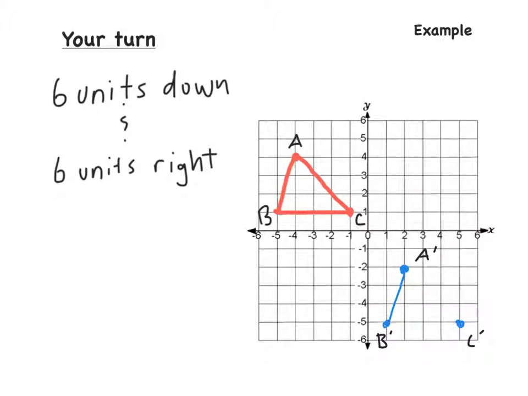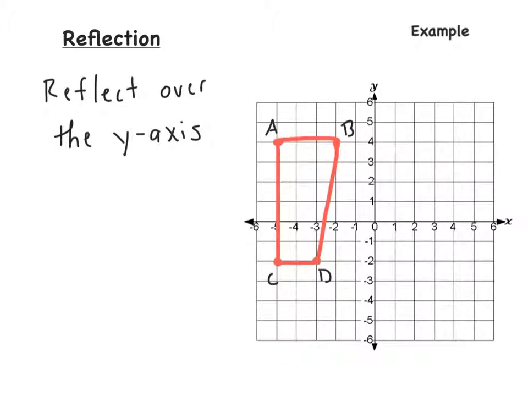Redraw the figure. And this figure that we just drew is a transformation of triangle ABC, 6 units down, 6 units to the right. Alright, so in this example we are going to be doing a reflection. With the reflection, remember, it's sort of like you're trying to find a mirror.